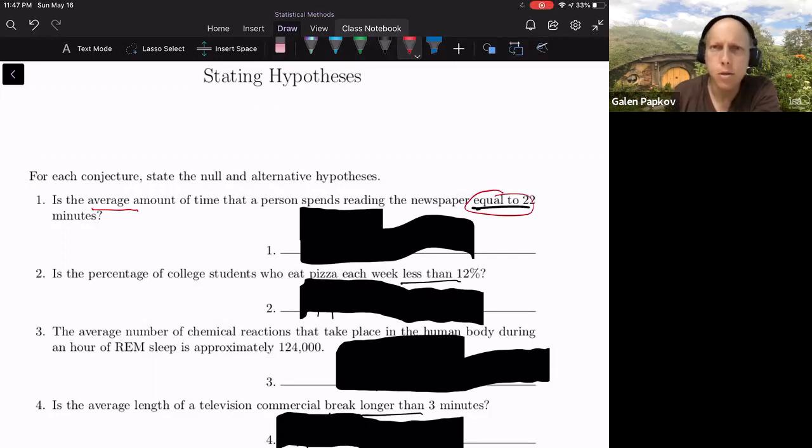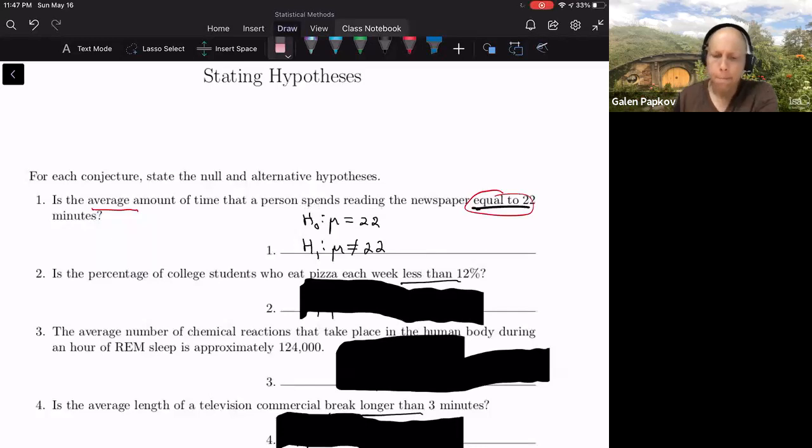The signs in your two hypotheses should complement one another. In other words, they should cover all possible values. And so if one is equal, the other has to be not equal. If one is less than, the other must be greater than or equal to. If one is less than or equal to, the other one must be greater than. Right. So in this one, our hypotheses should look as follows.